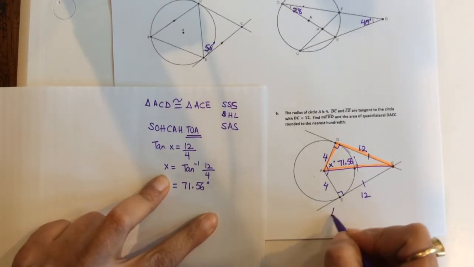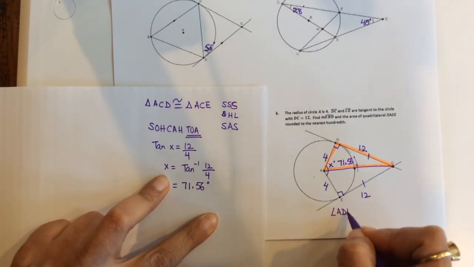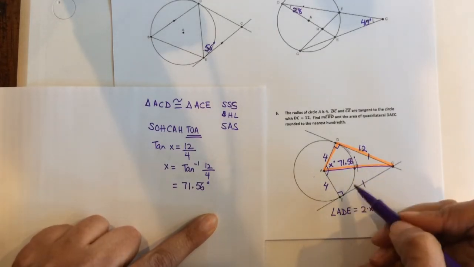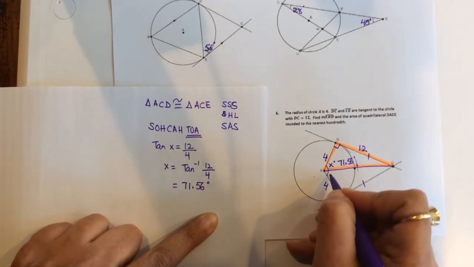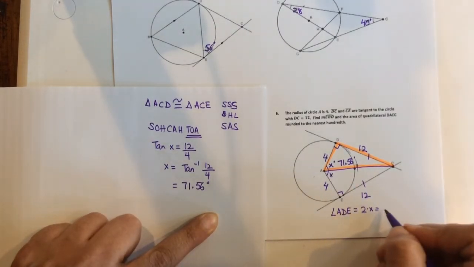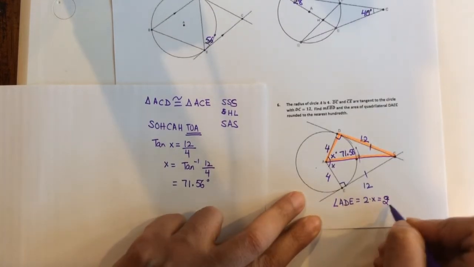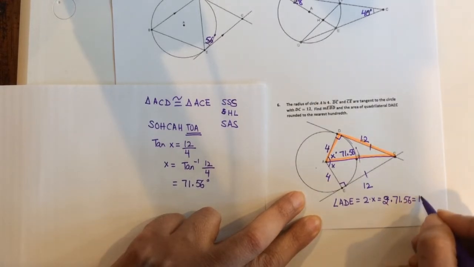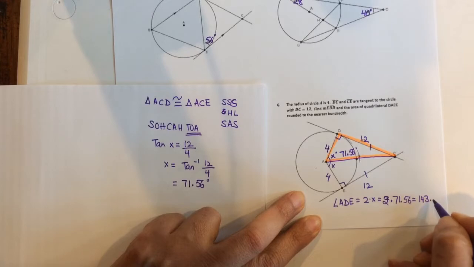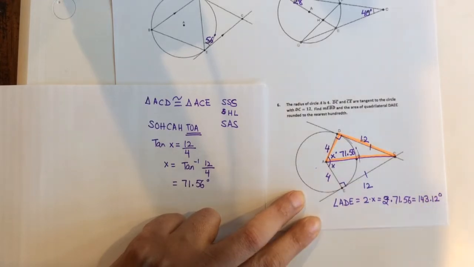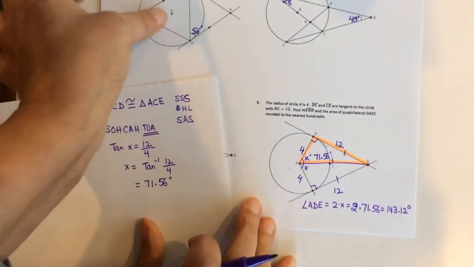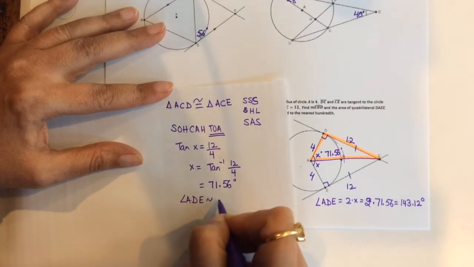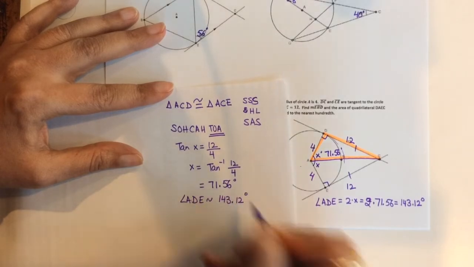So the measure of angle ADE is going to be 2 times X, because I've already proved that these two triangles are congruent. So this angle is also going to be the same as this angle. So ADE is going to be 2 times 71.56, which is approximately 143.12 degrees. So I got angle ADE to be approximately 143.12 degrees.